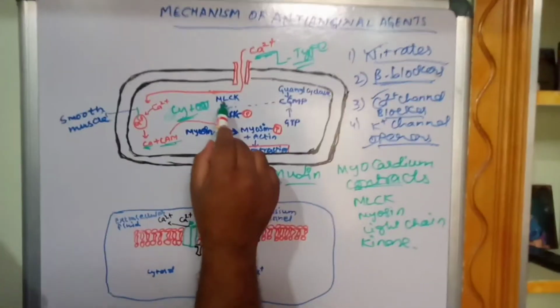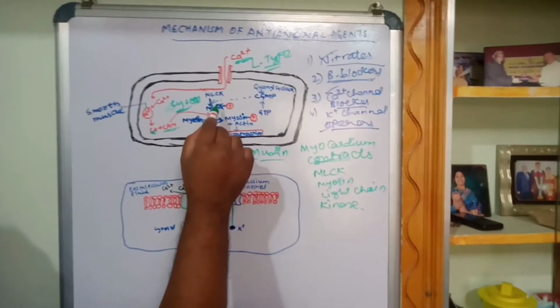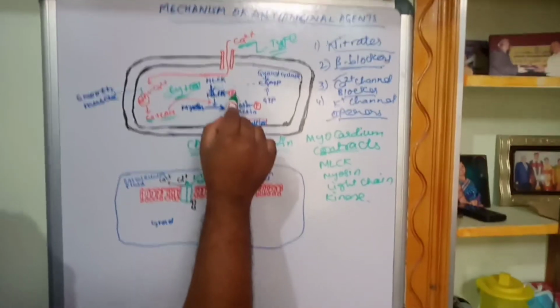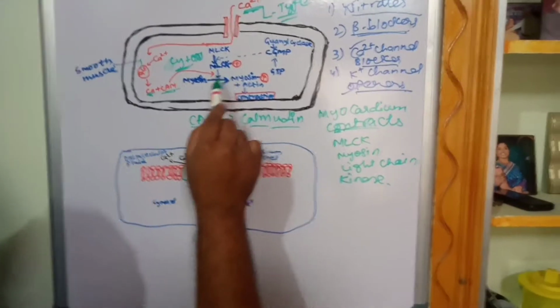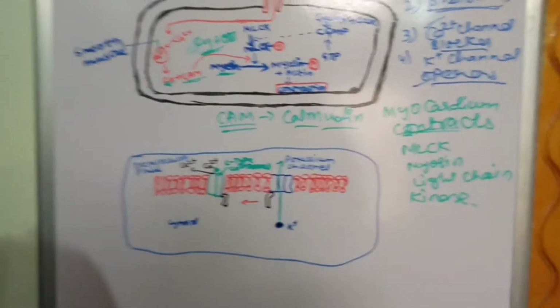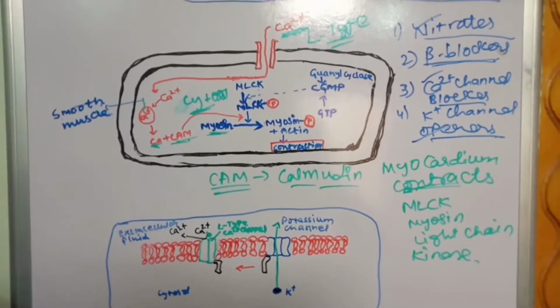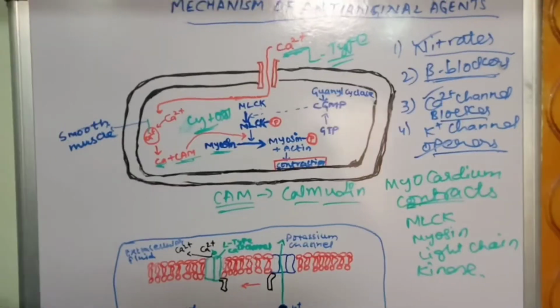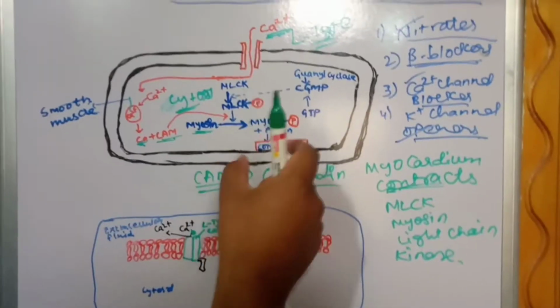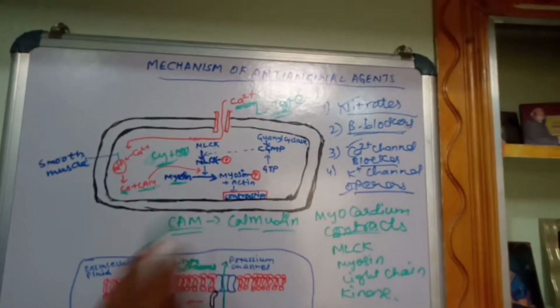Myosin light chain kinase is inactive. It is converted into the phosphorylated active form, P. This phosphorylated kinase converts myosin to phosphorylated myosin. Phosphorylated myosin combines with actin and causes contraction of blood vessels. When they contract, you get chest pain, which is called angina. So one way is calcium entry leading to this.